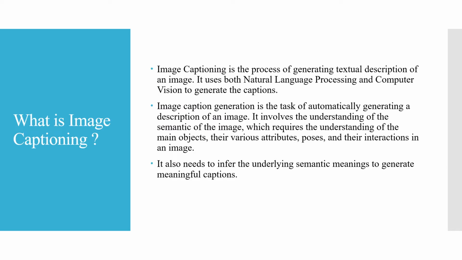What is image captioning? Image captioning is a process of generating a textual description of an image. It uses both natural language processing and computer vision to generate the captions. Image caption generation is the task of automatically generating a description of an image. It involves understanding the semantics of the image, which requires understanding the main objects, their various attributes, poses, and their interactions in an image. It also needs to infer the underlying semantic meanings to generate meaningful captions.